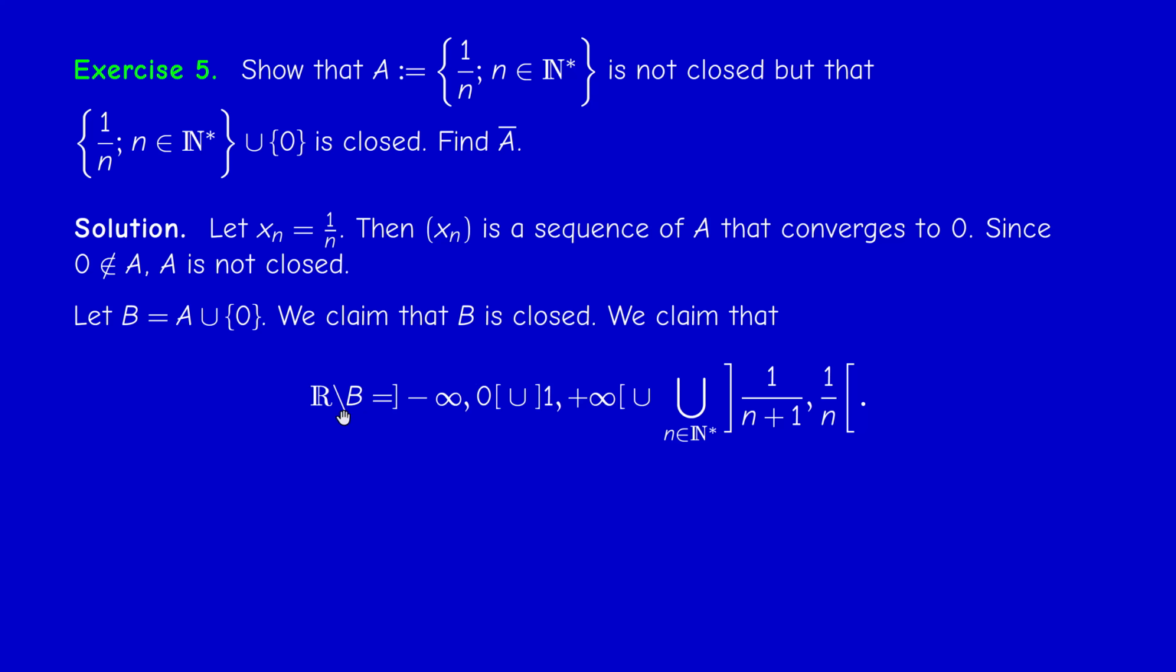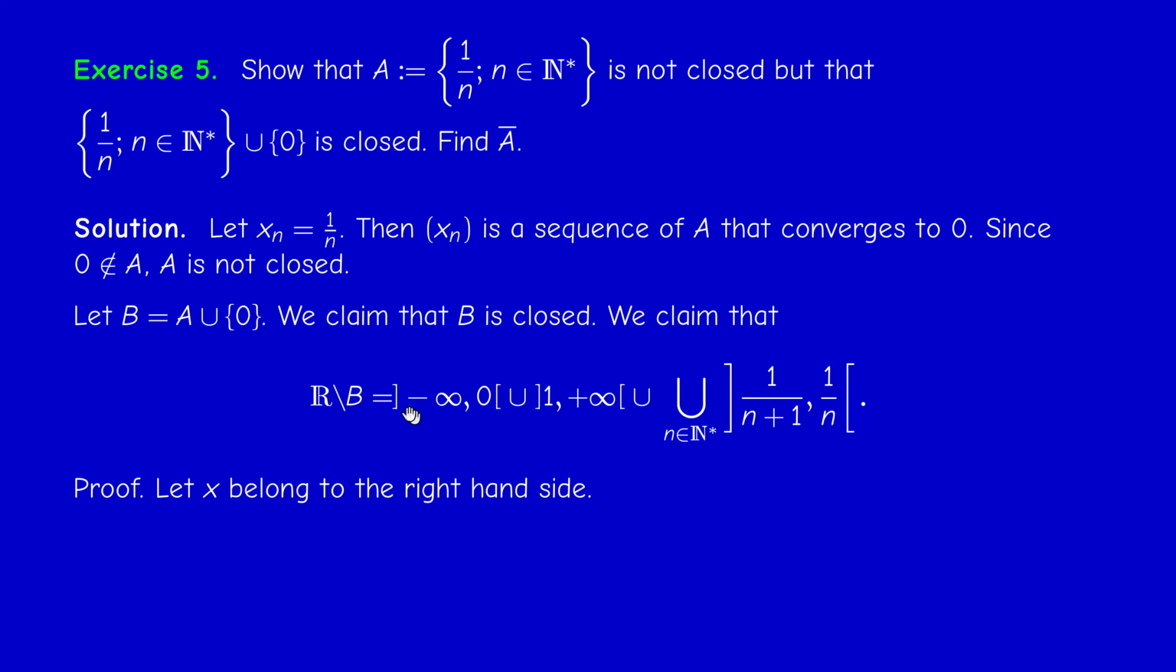Now, what is the complement of B? I can write it as a union of an infinite number of open intervals. It's the union of minus infinity to 0, 1 to infinity, and all these intervals. How do I prove that? Double inclusion. Let us prove that this set on the right is contained in this set. So I take an element in this set on the right and prove that it's not in B.